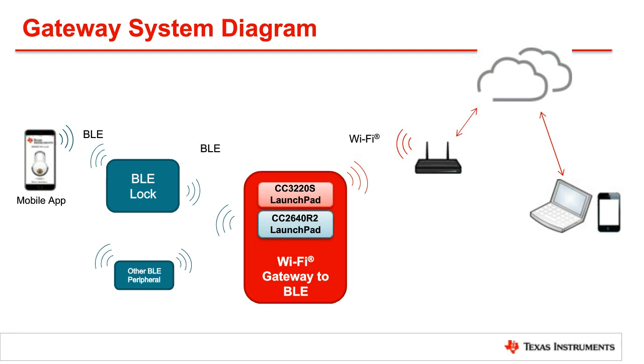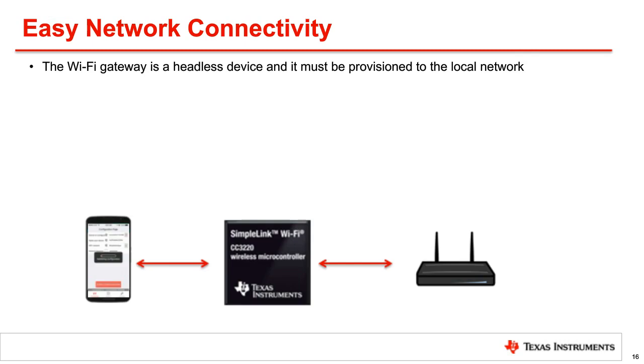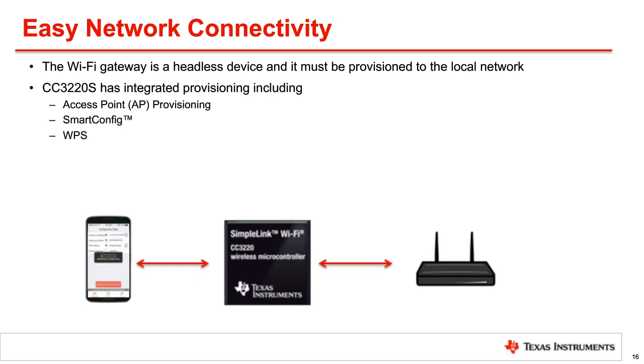The first piece of the design we need to consider is how we would connect the gateway system to our local network. A Wi-Fi to BLE gateway is a headless device, meaning it wouldn't have a traditional user interface for the user to enter network information. To connect the gateway to a network, it would have to be provisioned to the network wirelessly. The CC3220 has provisioning integrated into the network processor, which makes it easy to include in any application. Two of the key provisioning methods it supports are access point or AP provisioning and Smart Config.